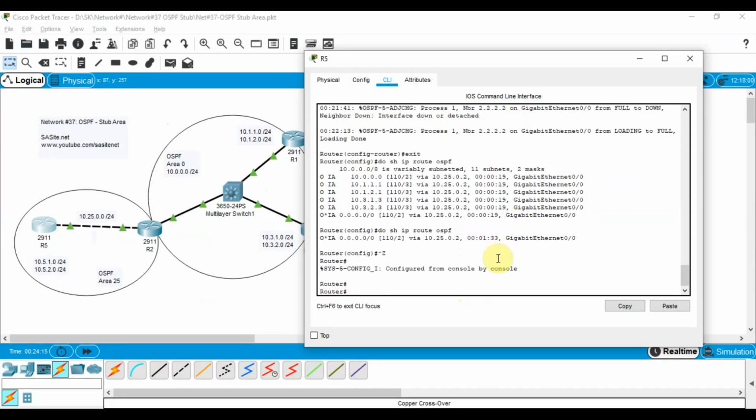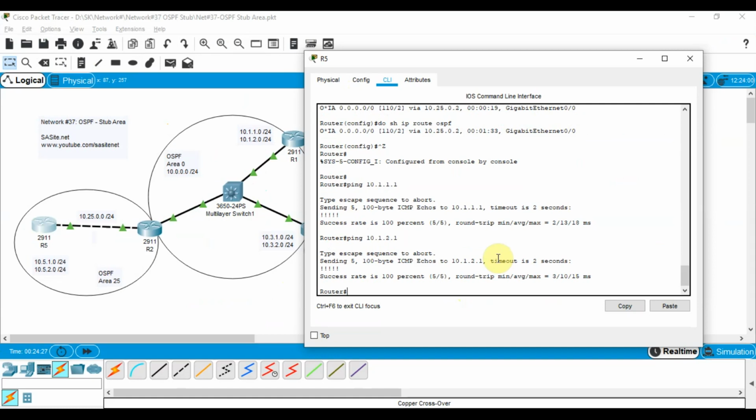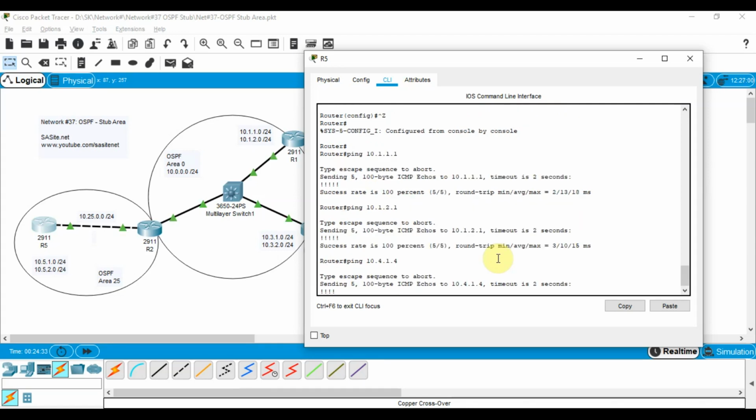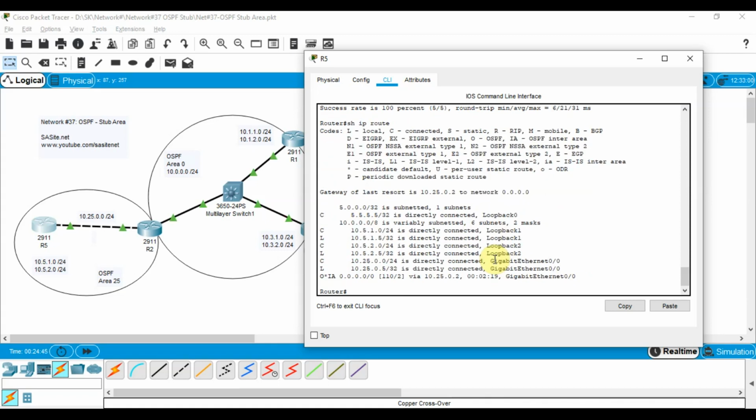And the beauty is we still have ping. For example, let's ping the network behind R1, 10.1.1.1. We can ping that network. We can ping the second network. Let's test the network behind R4, 10.4.1.4. We have full connectivity, but the advantage of the stub area is that the routing table is very short. In case you have only one exit point, you can do this configuration and reduce the process consumption and, as a result, reduce the size of your routing table.